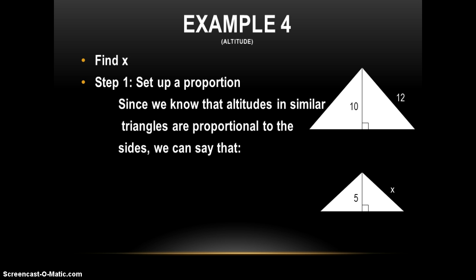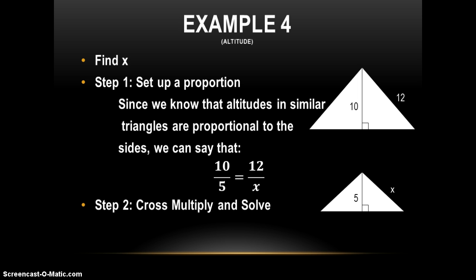Since we know that altitudes in similar triangles are proportional to the sides, we can say that 10 over 5 equals 12 over x. So 10 over 5 is our corresponding altitudes, and 12 over x are our corresponding sides. Now we want to cross multiply and solve. So 10 times x equals 12 times 5, 10x equals 60, and finally x equals 6.